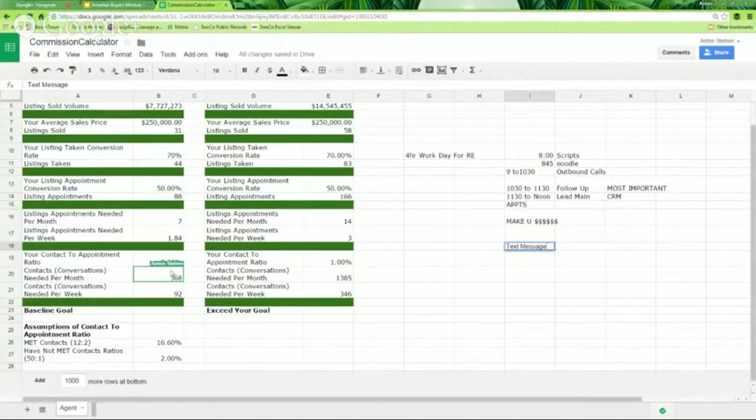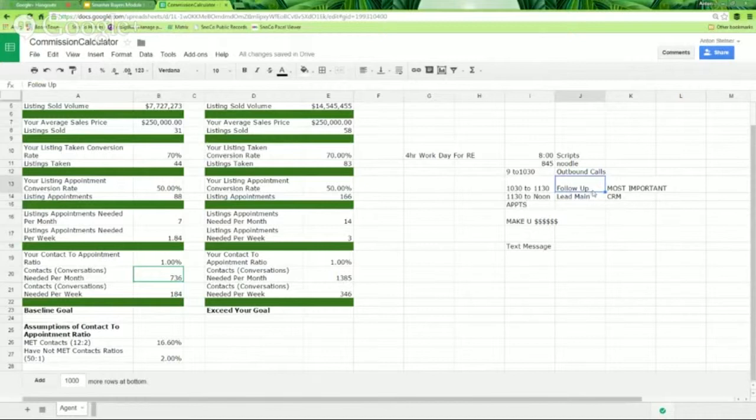And oh, hold on, wait. Let's go over here. Your conversion ratio just went down. Now you got to make your 184 contacts. Yeah, it's not necessarily about working hard. You got to work smart. You want to get your numbers up. Yep.